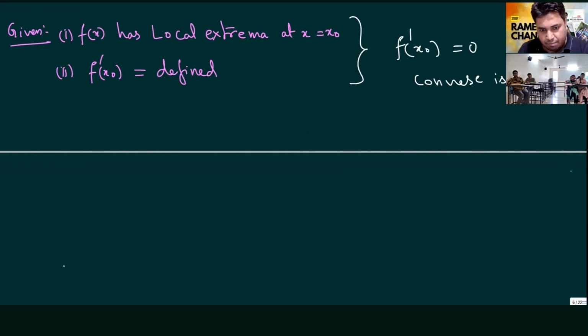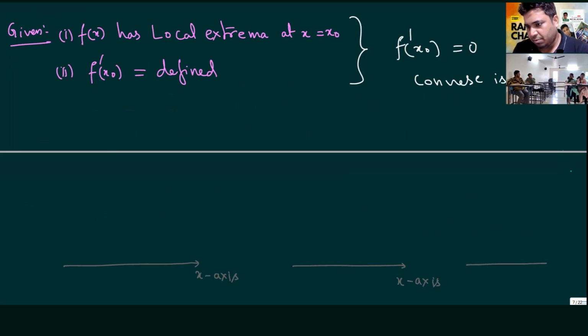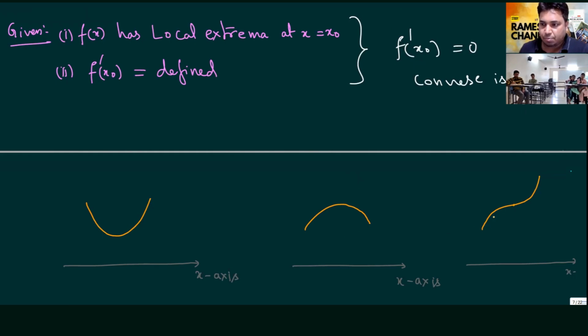Let's say we have an x-axis here, and again this is also an x-axis, and we have three different curves for the same x-axis. We have three different functions. The function has local extrema at x naught. This is like a local minima here, a local maxima, and in one case I am taking here, this is neither a point of local maxima nor a local minima. It's not a point of extrema.